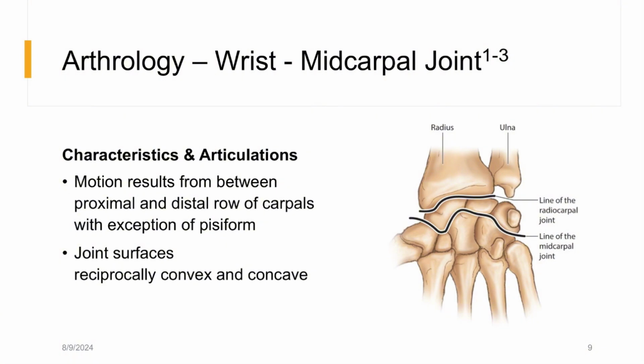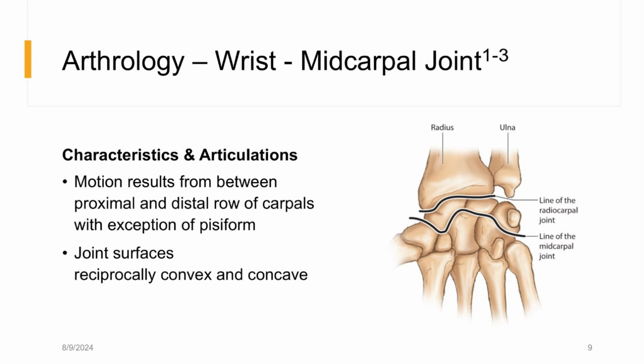So the midcarpal joint, we know, is the articulation of the proximal row of carpal bones and the distal row of carpal bones. Okay? And these are joint surfaces that are reciprocally convex and concave. So in some areas you may have concave on convex or convex on concave. So if you look at the visual, look at the lines, and you can see the joint surfaces change.